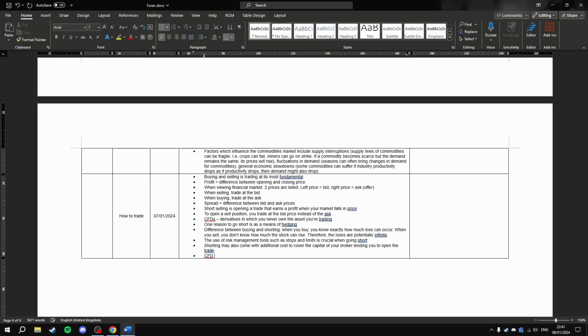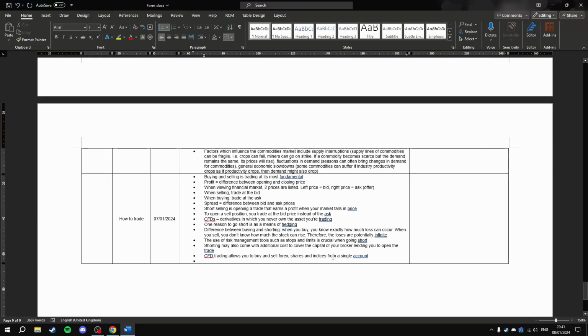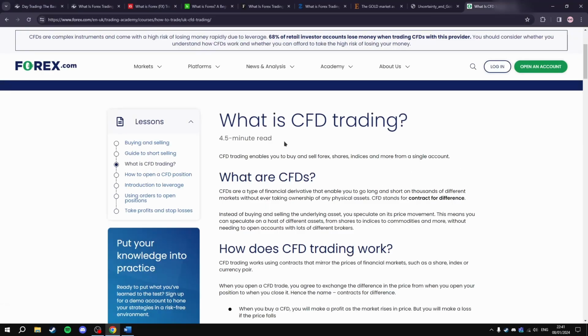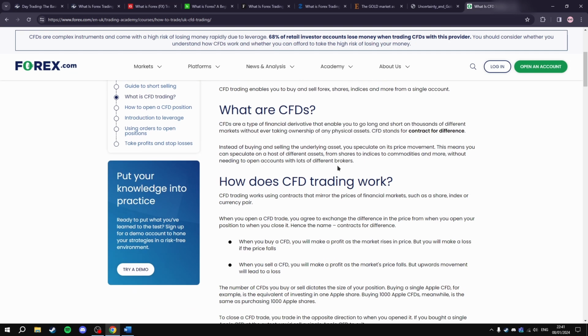So CFD trading allows you to buy and sell Forex, shares and indices from a single account. What are CFDs? CFDs are a type of financial derivative that enable you to go long and short on thousands of different markets without ever taking ownership of any physical assets.